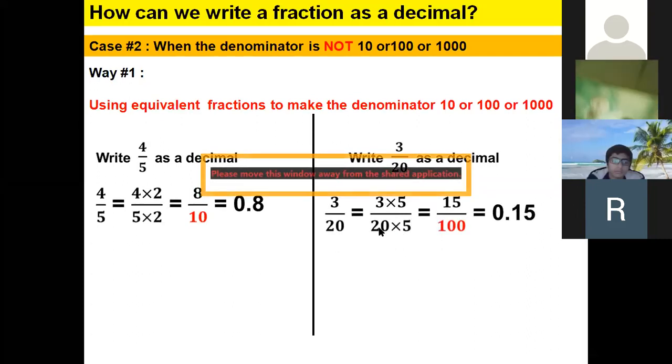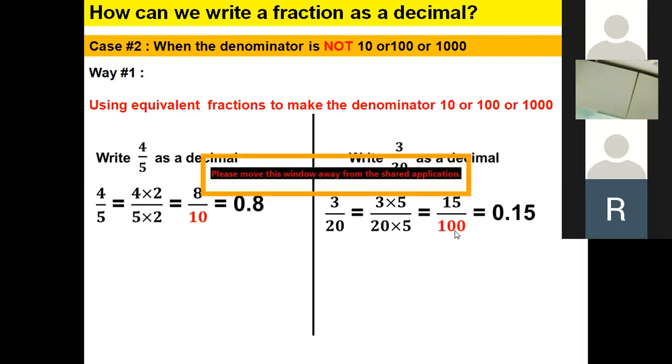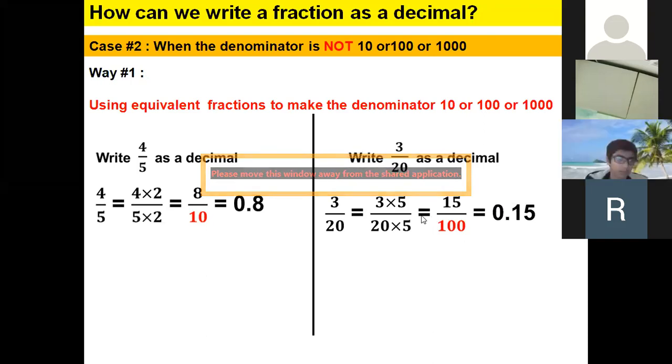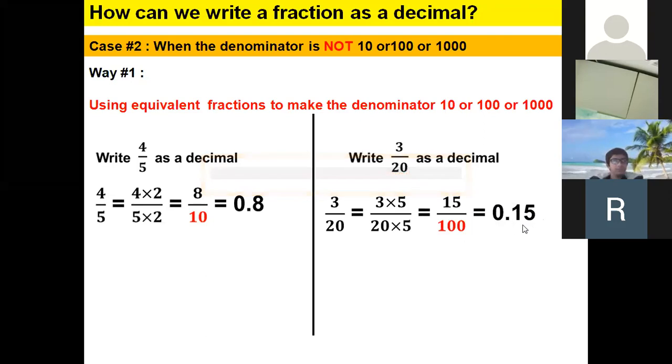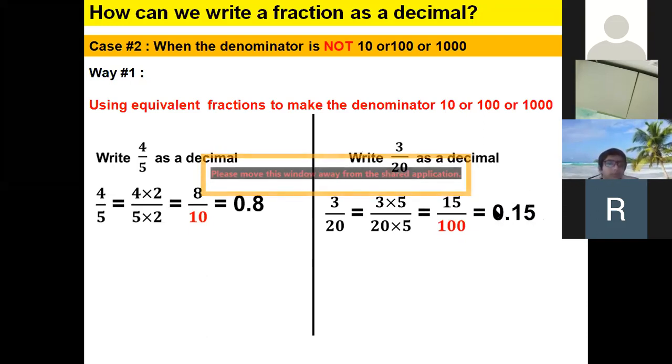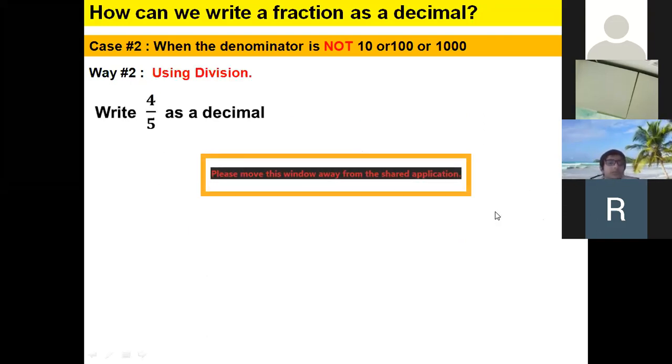We multiplied it by 5. Why? Because what we need is to make the denominator 100, because we don't have 10 or 100 or 1,000, a multiple of 10. So we get 15 over 100. That 15 over 100 as a decimal is 0, because there isn't any whole number next to the fraction. Point. 2 digits after the point, because this is 100 in the denominator, so we need 2 digits. We put 15 in the 2 digits.